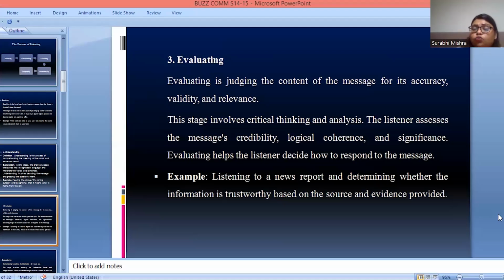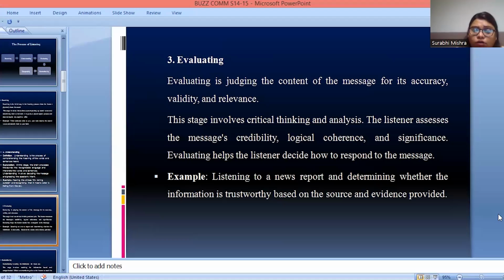So listening to a news report can be an example over here. We try to hear some news and determine whether the information is trustworthy based on the source and evidence provided or not. Because many times there are rumors. So in that case, you have to make sure that the information being given to you is right, correct, valid or not. You must check the source and credibility of the information, right? So as to ensure that the information is trustworthy and there are no rumors in it, right?